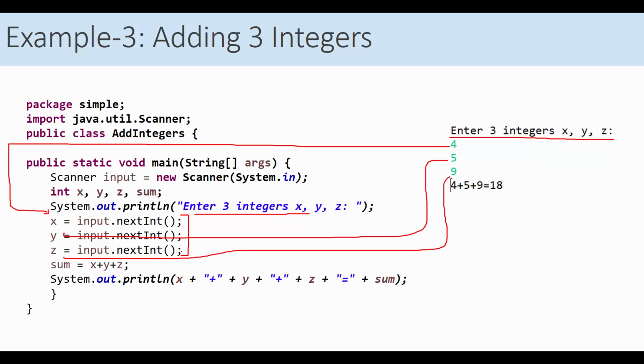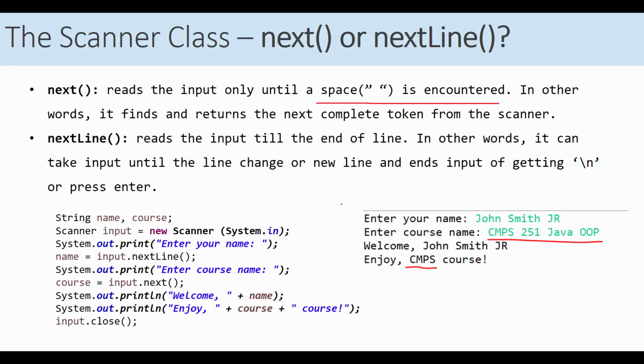They are all integers. The Scanner class has both next and nextLine methods. Next reads the input only until a space is encountered, while nextLine will read the input till the end of the line. So the first one will read only the first word, while this one will read the entire line until you press enter.